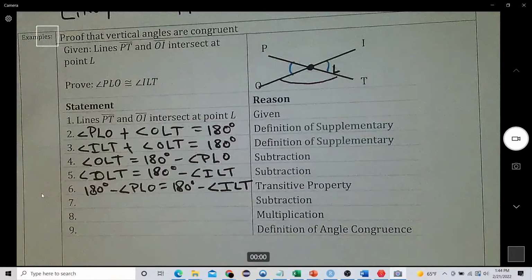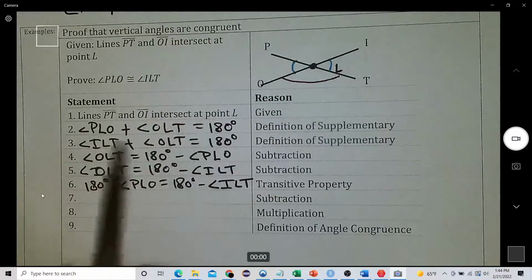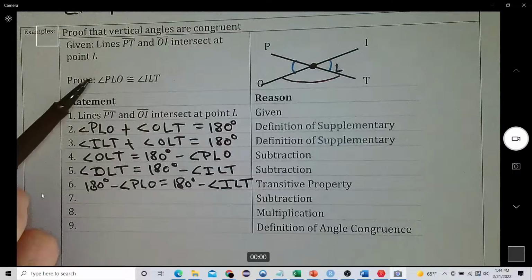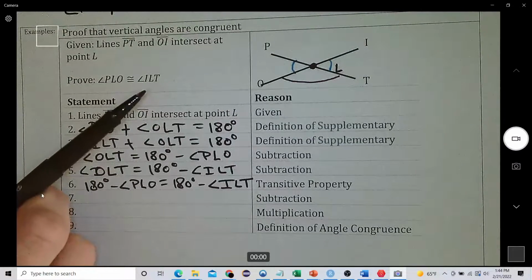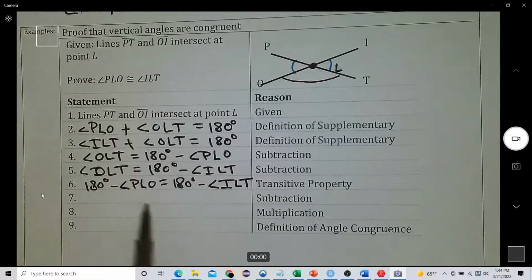Okay, so now we're getting somewhere, right? Our goal, as we remember, is to prove that angle PLO is congruent to angle ILT. Right now, we have PLO and ILT on two different sides of an equation. That's great. We're getting closer.